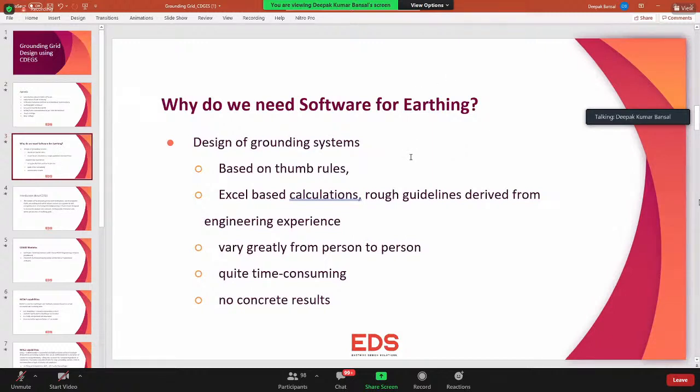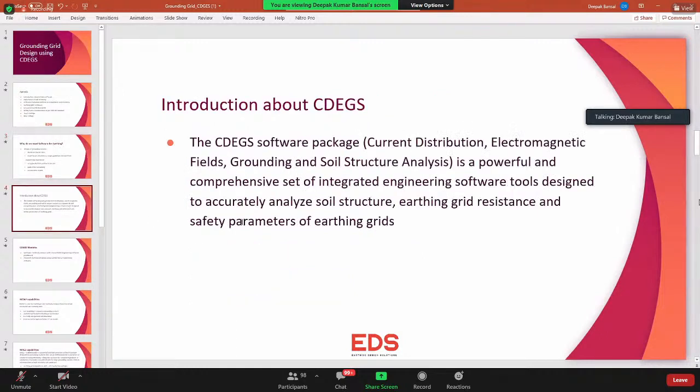Why do we need earthing software basically? Right now our earthing system design is based on thumb rules, Excel-based calculations, and rough guidelines derived from empirical experience, which vary greatly from person to person. It is very time consuming, and definitely there are no concrete results. Believe me, people have done calculations on Excel-based worksheets, and when they got the same design done by me, it saved at least 50% of the copper, because that is the difference between Excel-based calculations and proper software design.